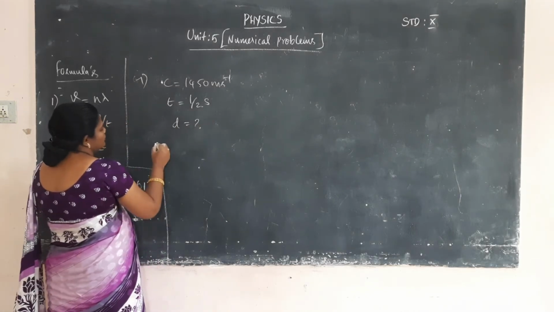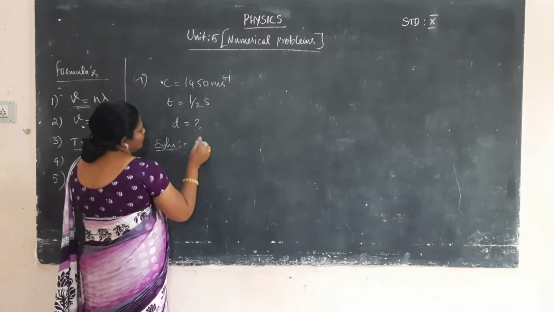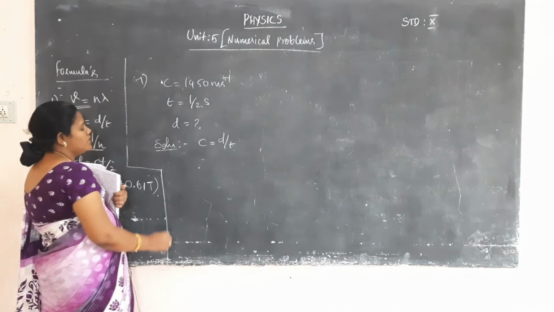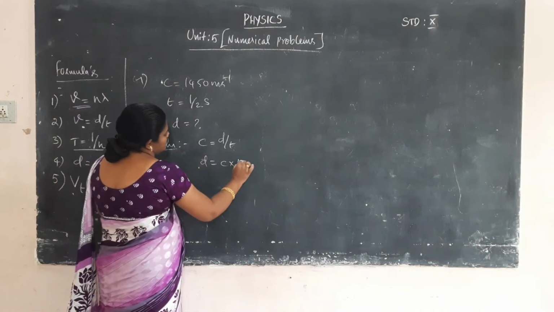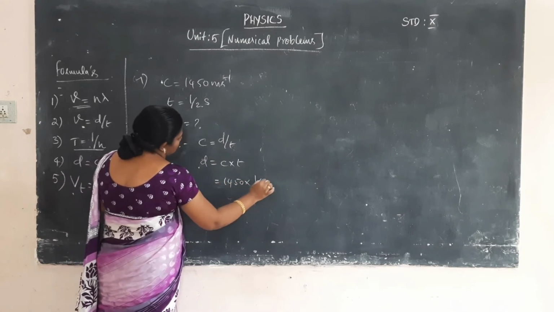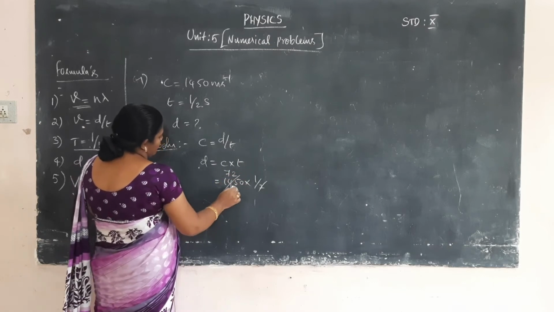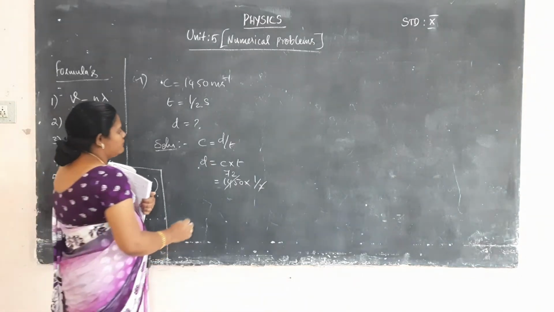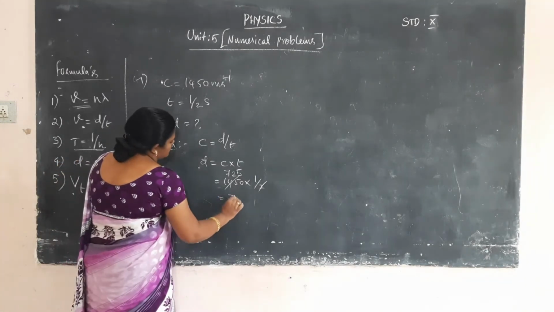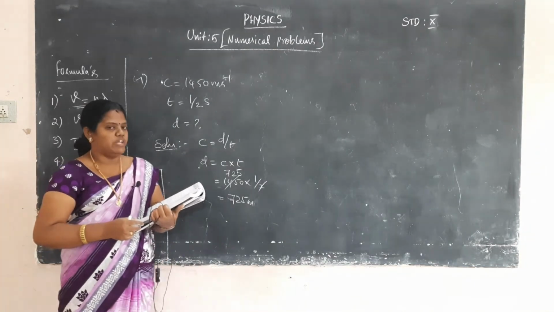What's the formula to use for this problem? Solution: velocity C is equal to D by T. We want D only, so D is equal to C into T. Substitute the C value, that is 1450, into time, which is half. So 1 2s are 2, 7 2s are 14, 2 2s are 4, 5 2s are 10. So 725 meter. So the depth of the sea is 725 meter.